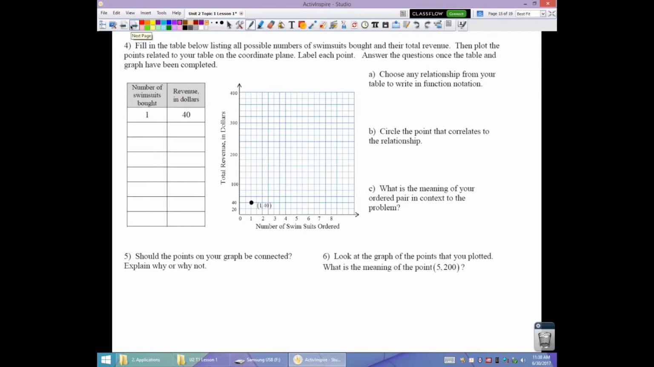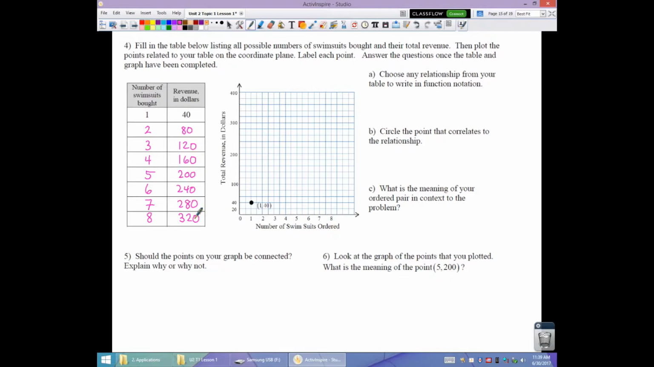Okay, so then we need to fill in a table here with number of swimsuits and revenue. Then we're going to graph that on a coordinate plane and answer a couple questions. The first one's in there for us. 1 swimsuit would be 40. 2 would cost 80. 3, 120. 4, 160. 5, 200. 6, 240. 7, 280. And 8, 320.